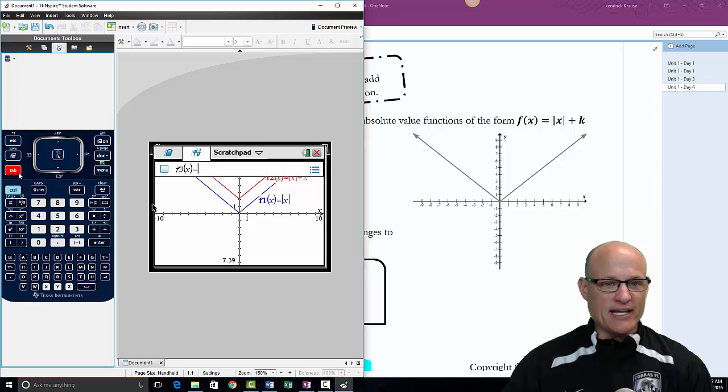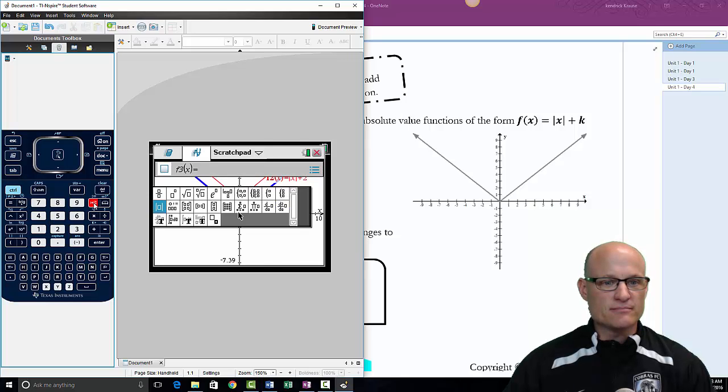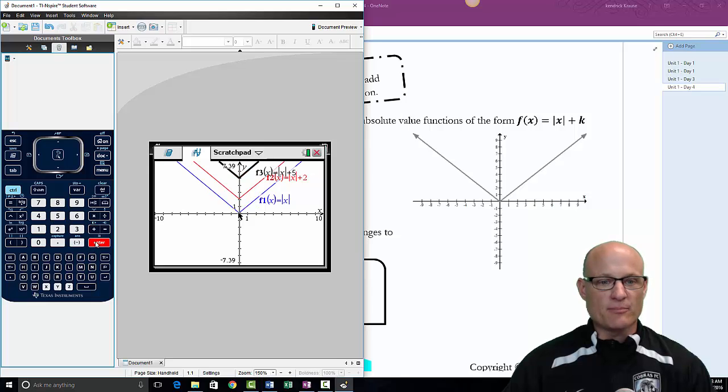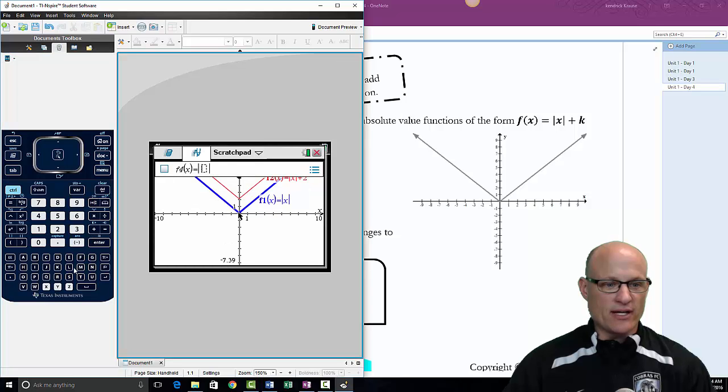Well, let me press tab again. I don't know why it's doing that. Absolute value of x, get out of that, and then plus 5. Oh, that moved up 5. Okay. And then let's see what happens when I press tab. And I do the absolute value of x, and I do minus 3.